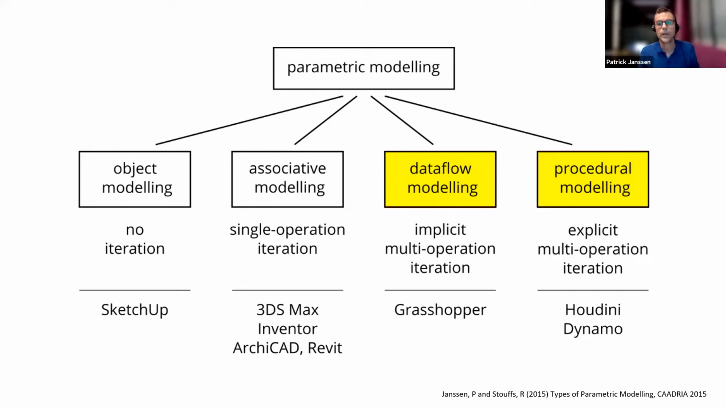And then we broke it down into these 4 different types, with data flow and procedural modeling being the 2 more powerful ones. So with Grasshopper, the iteration is implicit in the data structure, and that's the data flow modeling approach, whereas with procedural modeling, iteration is explicit because you actually write for loops and things like that.